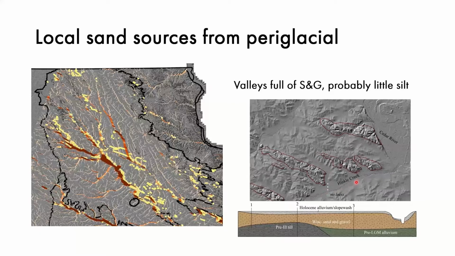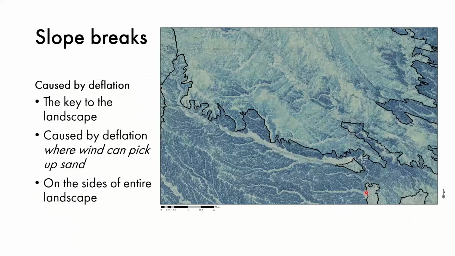But Hinkle Creek right here, this is super wide and full of sand and gravel, which would have provided a sand source to deflate downwind. So it's all about where sand can travel and where you can pick it up again. And so these slope breaks are caused by sand deflation, and they form basically the Iowan erosion surface boundary because of wind.